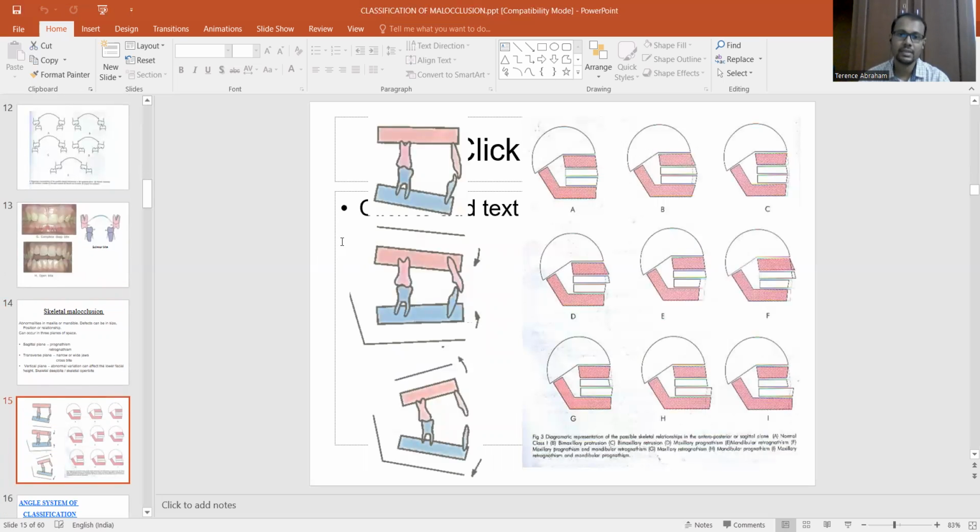So in the first figure, the left side figure, you can see the normal vertical relation of maxilla and mandible, and in the middle figure you can see the clockwise rotation of maxilla and anti-clockwise rotation of mandible, which results in the skeletal deep bite. In the lower figure you can see rotations of maxilla and mandible in opposite directions, which results in the skeletal open bite. And the right side figures A, B, C all show the anterior posterior sagittal relation of the skeletal maxilla and mandible.